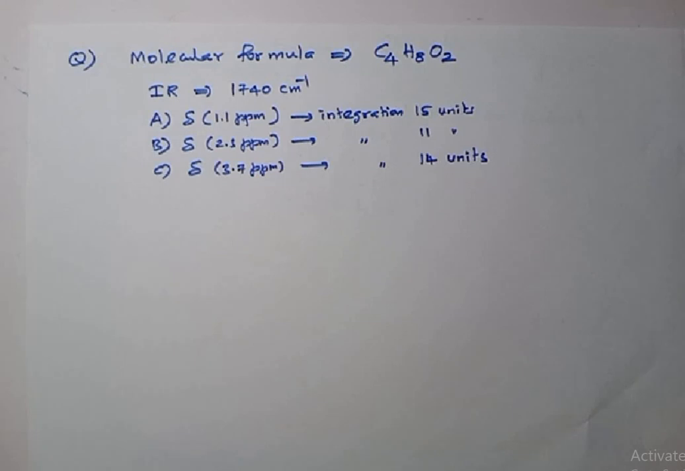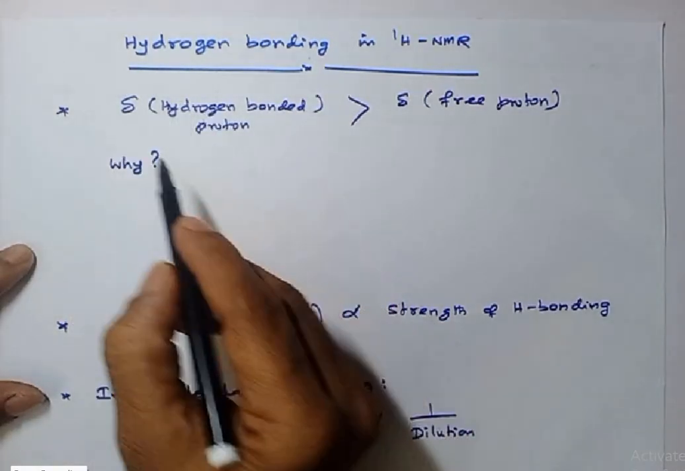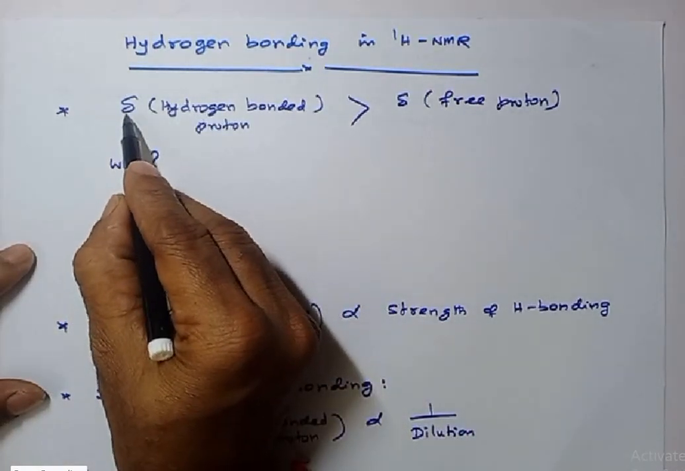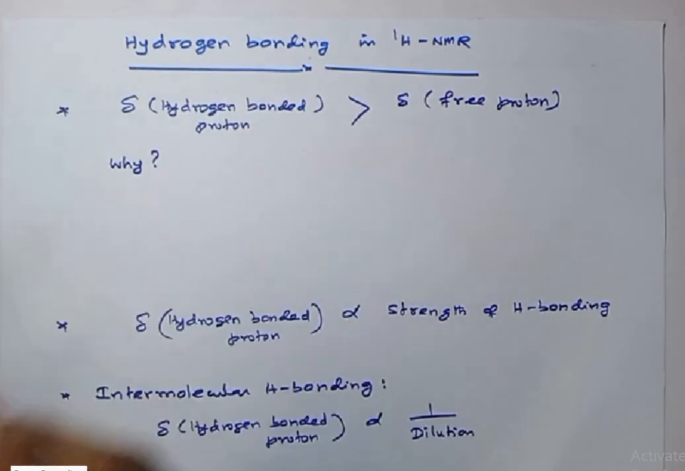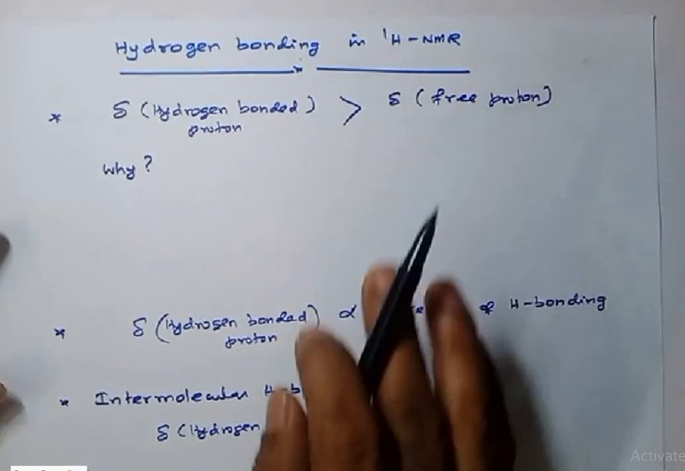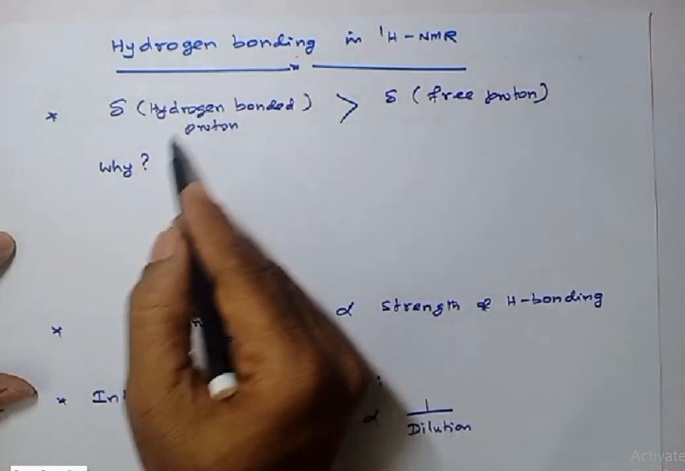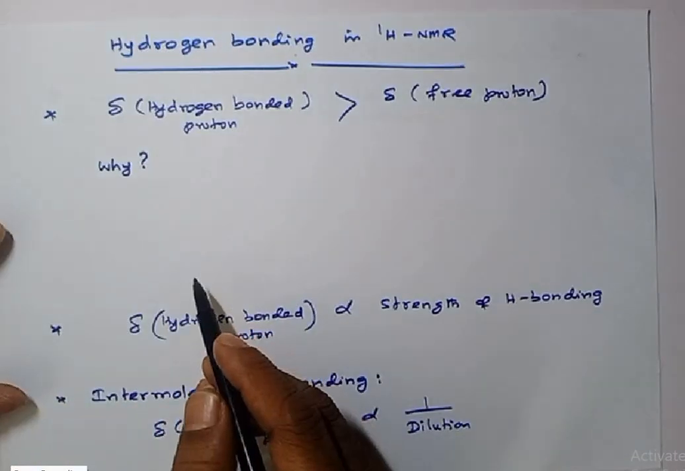Go through this question. Hydrogen bonding in proton NMR spectrum. Listen carefully. This is the first important point. The chemical shift of a hydrogen-bonded proton is greater than the chemical shift of a free proton. What is the meaning? Why does a hydrogen-bonded proton have a higher chemical shift?